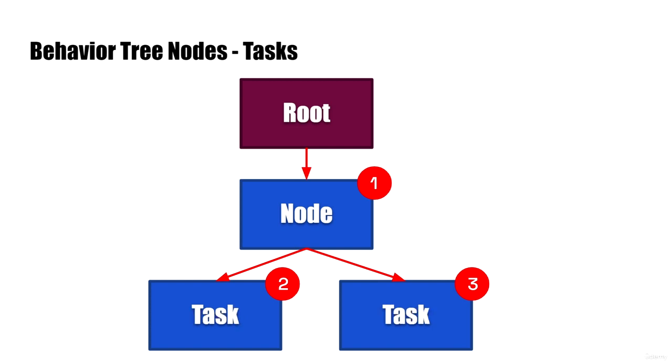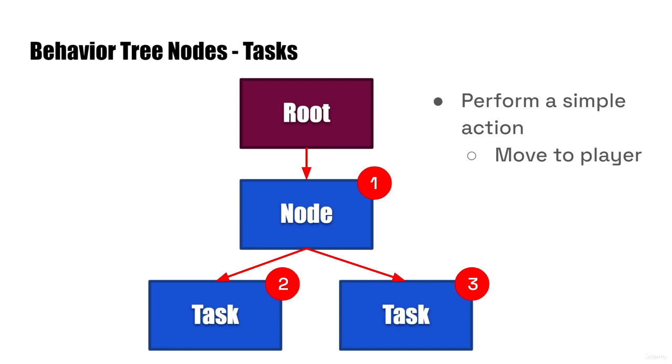Now, the way a node attempts to run depends on the type of node. Tasks, for example, are the simplest type of node. They perform a simple action. For example, the AI character may attempt to move to a player or move to a location. And if the AI character is unable to move to its target, it may return failure. And when it reaches the target, it may return success.